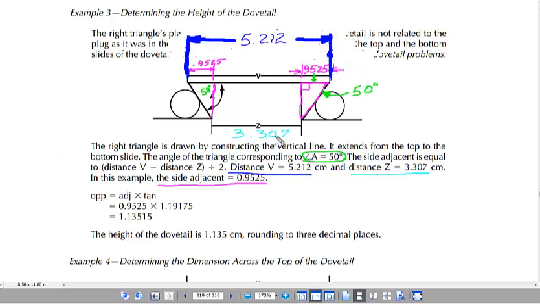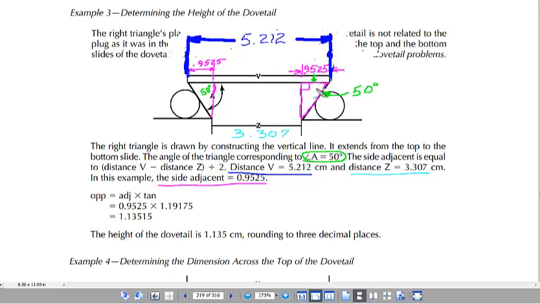Okay, now I filled everything in with the dimensions that they've given us, starting with the Z. Z is 3.307. That's right here. Angle A is 50 degrees. That's 50 degrees here. I've created it also over here. Distance V is 5.212. That's right up here. We know that we have 952 and 5/10 right here.